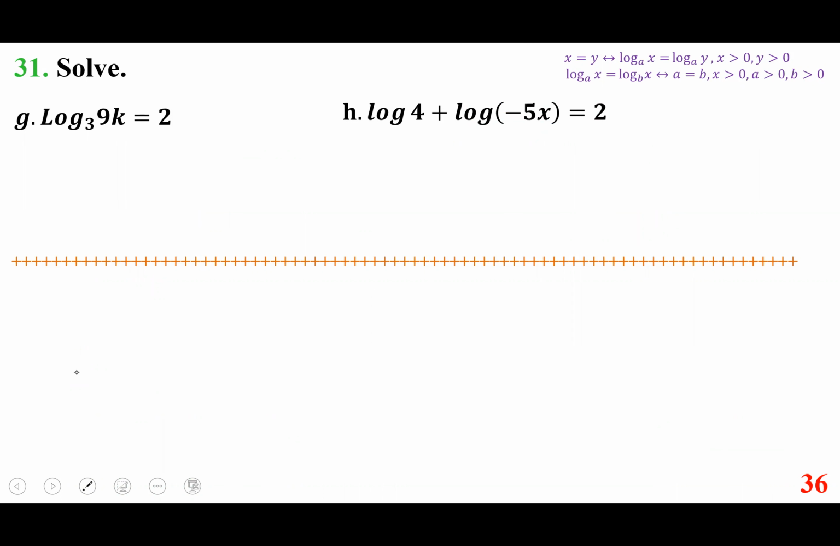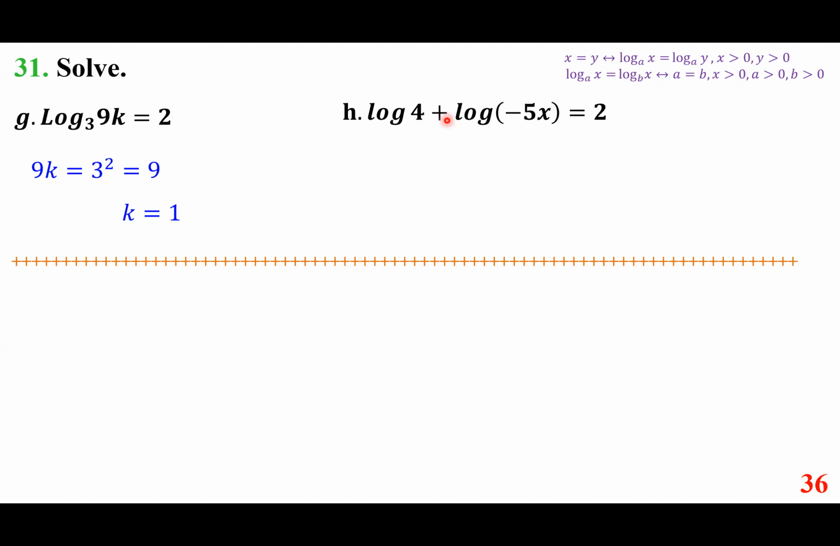We continue with the same concept, whether it's exponential or logarithmic format makes no difference. If they have the same base, they must have the same exponent. In this case, if they have the same base, they must have the same argument, and vice versa. So this one, we go with the definition. So we say 9k is 3 squared. As you know, 3 squared is 9, therefore k becomes 1.